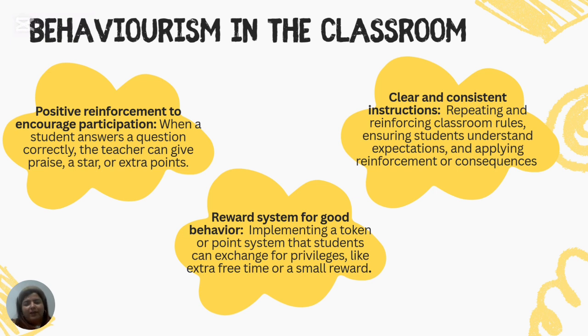Reward system for good behavior. Implementing a token or point system that a student can exchange for privileges, like extra free time or a small reward. This motivates students to maintain appropriate behavior. And the last one, clear and consistent instructions. Repeating and reinforcing classroom rules, ensuring students understand expectations and applying reinforcement or consequences consistently so they learn which behaviors are acceptable or not.